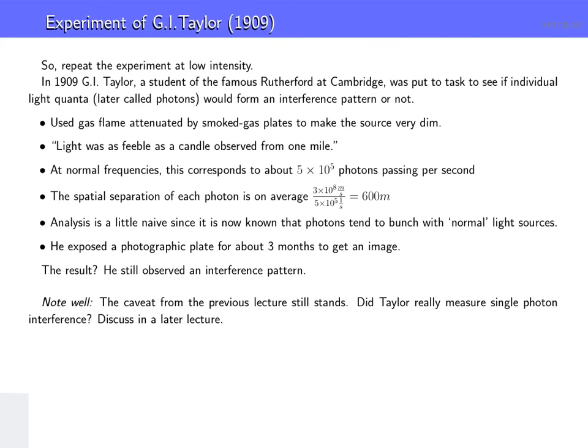And again, here's the caveat. We'll come back to the true nature of light, but there's nothing incorrect in this result. It's just that it probably was not single photons that were being sent through, because they do tend to bunch for ordinary light sources, and it takes extreme effort, which was not available in 1909, to actually come up with single photon states.